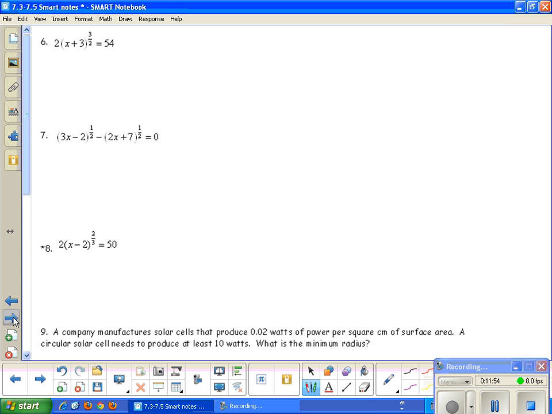Now, notice the difference between these problems and the ones we just did is that these have rational exponents, which means that these are really radical problems that we're solving for. So you're going to do the same thing. You can leave them in this form, or if you like, you can put it in radical form. That's up to you. So I would just leave it in this form and solve. So you want to solve for the radical part, which is right here. So in order to do that, I would divide both sides by 2 first. And so we get x plus 3 to the 3/2 power equals 27.